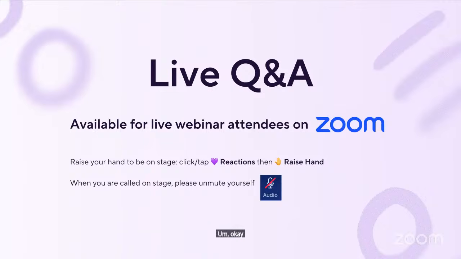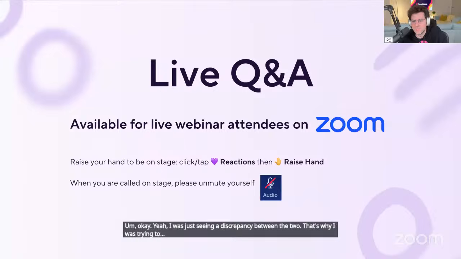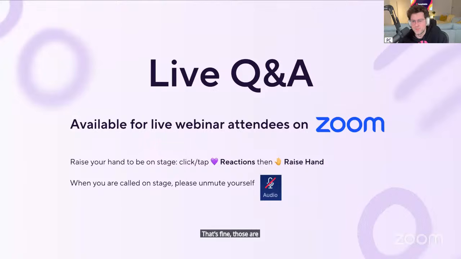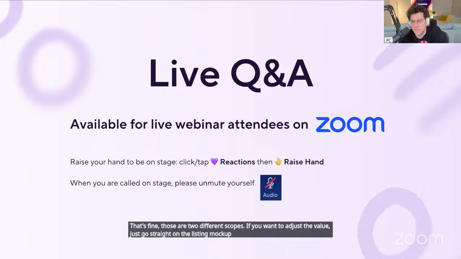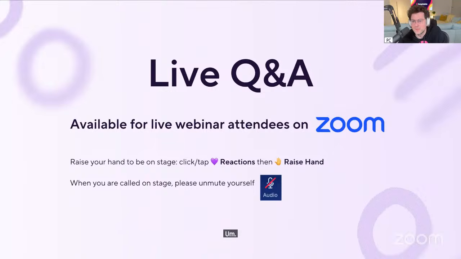Okay. Yeah, I was just seeing a discrepancy between the two. That's why I was trying to. That's fine. Those are two different scopes. If you want to adjust the value, just go straight on the listing markup and set the percentage that you would like, if you believe that's not correct or no longer the value you agreed with.